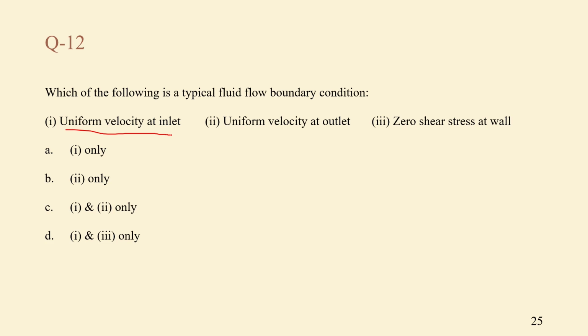So the answer is uniform velocity at inlet, the normal condition, because we cannot predict the outlet velocity. The only thing we know is that we are passing the inlet fluid at this particular condition, but we do not know at what condition it would be coming out from the outlet. That is not a known thing. And zero shear stress at walls, we cannot say for all fluid flow boundary conditions. So uniform velocity at inlet is the typical one. Option A is the right answer. We'll go to question 13.